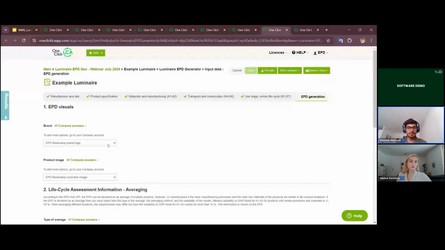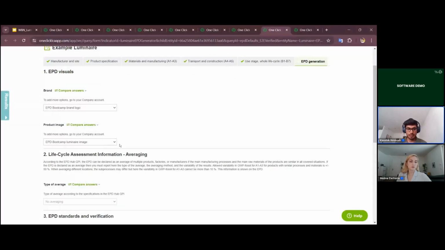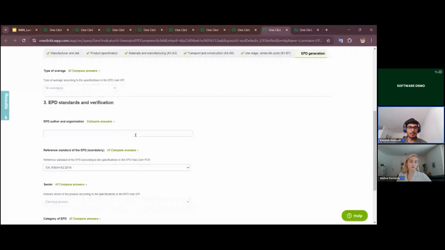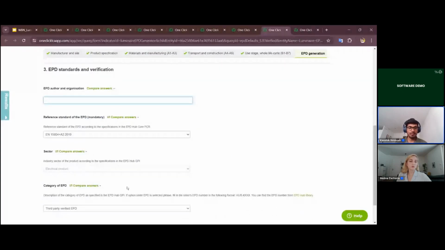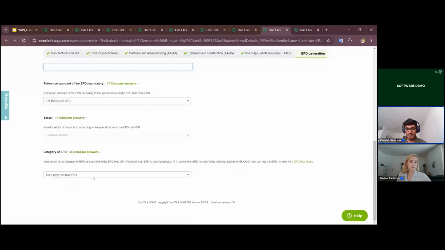We choose the brand image for your company, the product image for your product. And then we have the EPD author and organization, the reference standard, and finally, what category of the EPD it is. So all of these are the possible options for publishing with EPD Hub. And since the tool is verified with this program operator, these are the options we have. Third-party verified, the most common one, so I'm sticking to that.